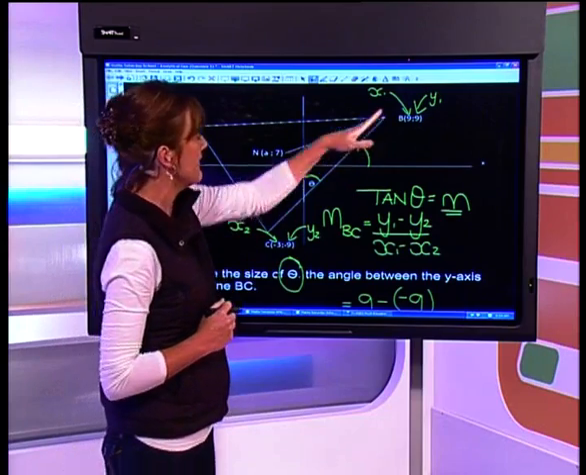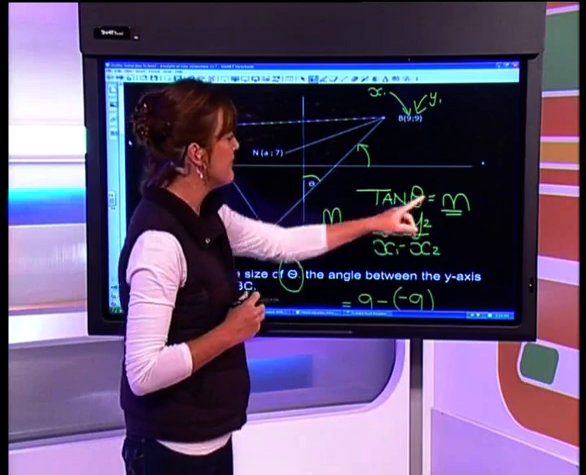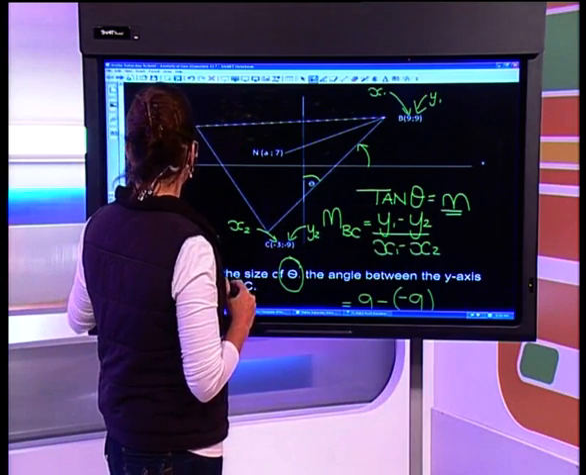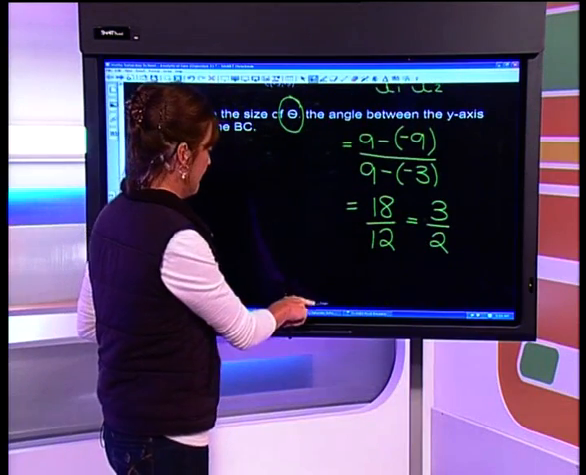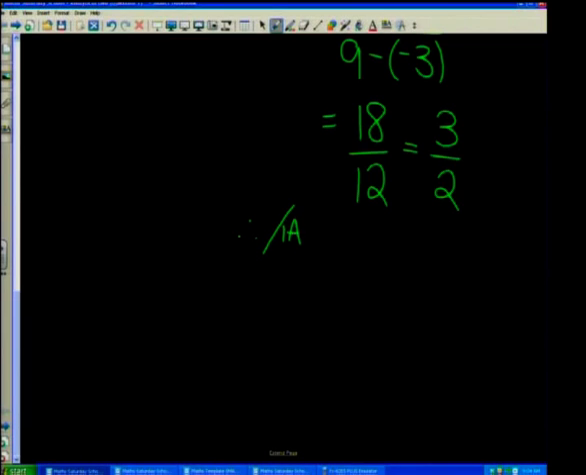And that is the gradient 3 over 2. So now what we need to do is, into our formula, we need to substitute the gradient of 3 over 2. Okay, so we're going to say tan theta is now equal to 3 over 2.